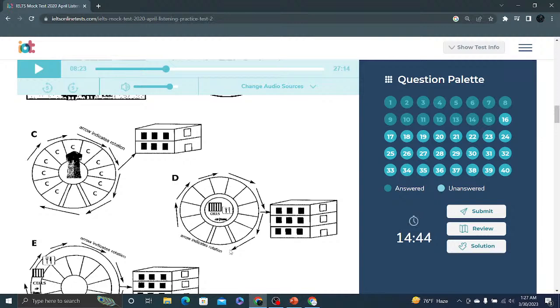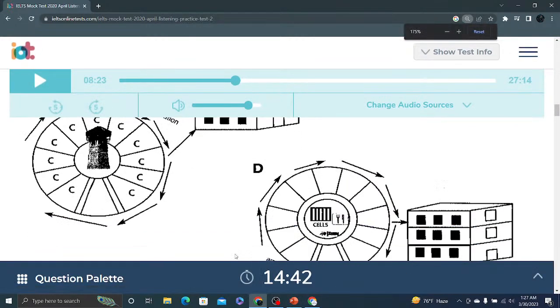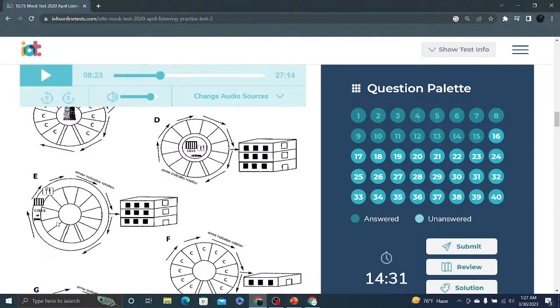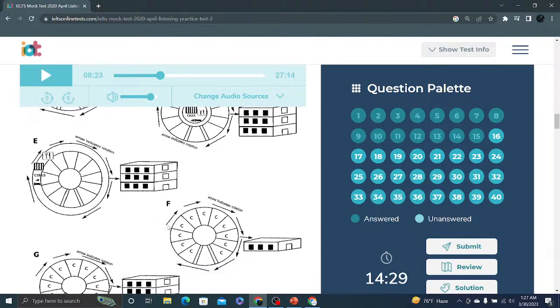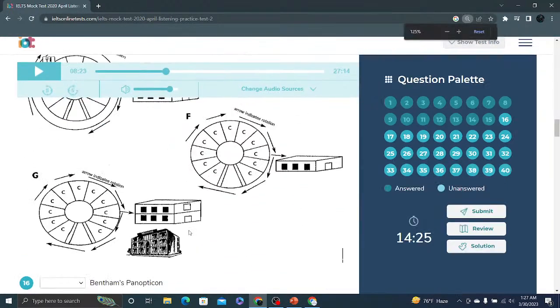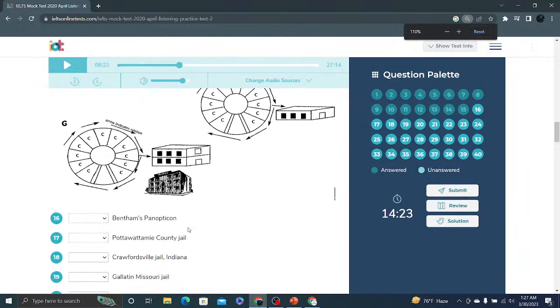Okay, let me zoom in. Arrow indicating rotation, so this is also rotating. And here we can see E, F, G.